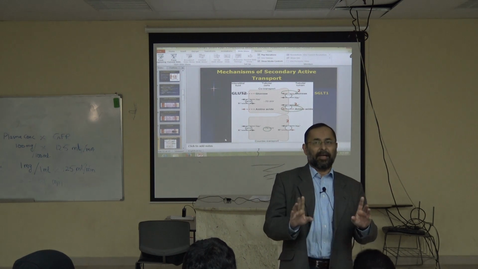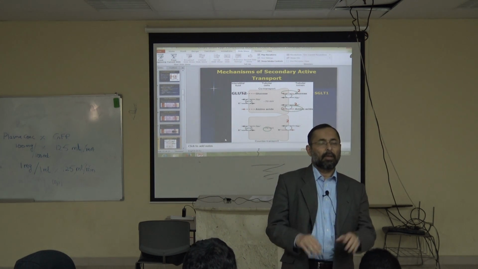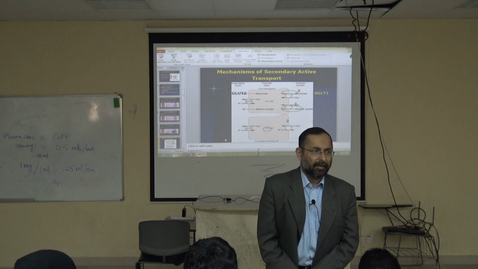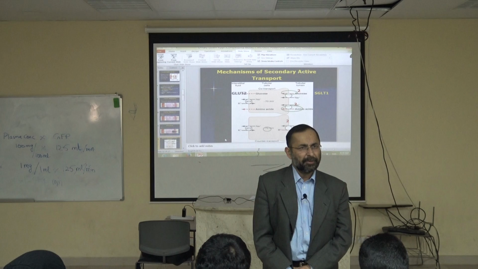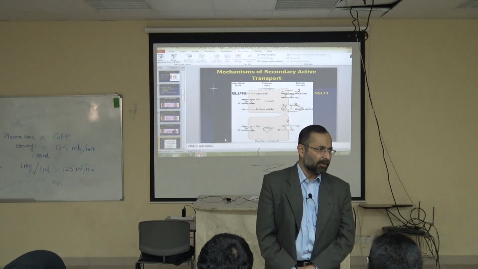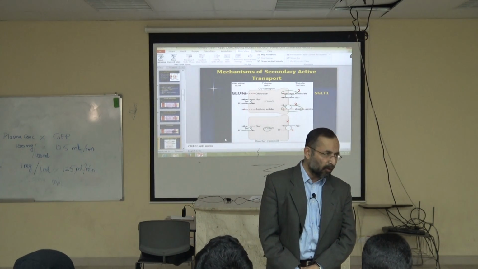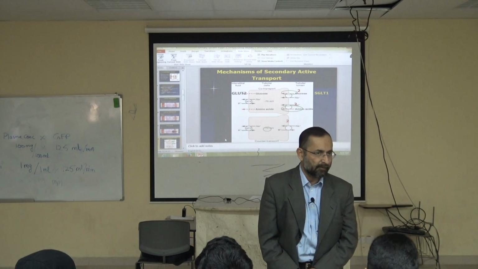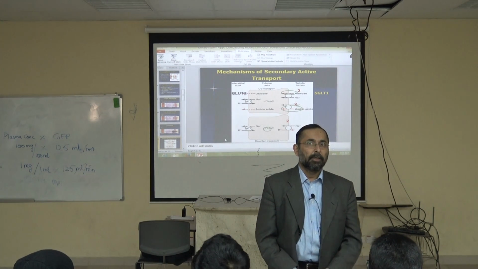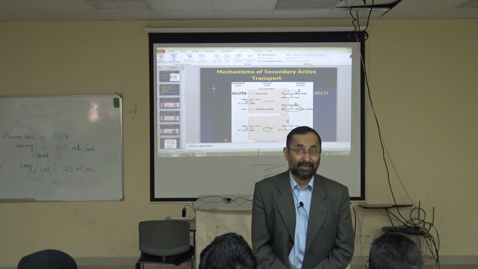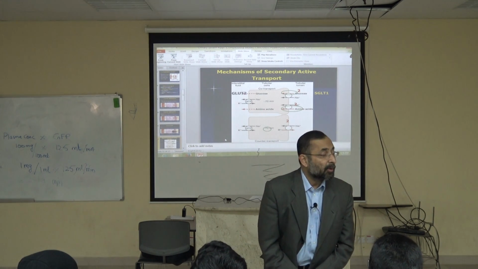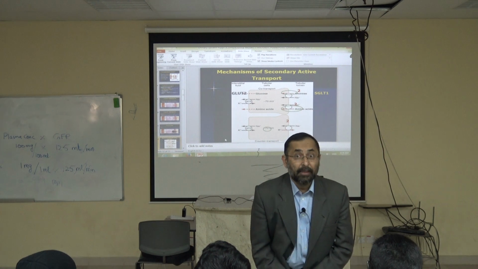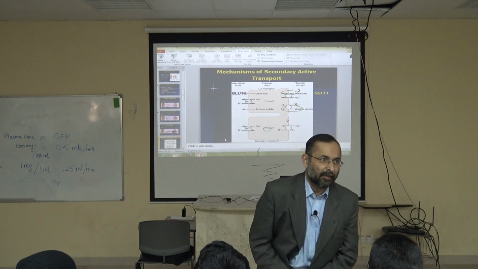So from this diagram, we are just looking at the diagram still, and we have found that the sodium potassium pump is present on the basolateral surface. You will not find it on the luminal surface. This is point number one. Now you come to the luminal surface of the cell and see what kind of transport processes are there. These are secondary active transport.